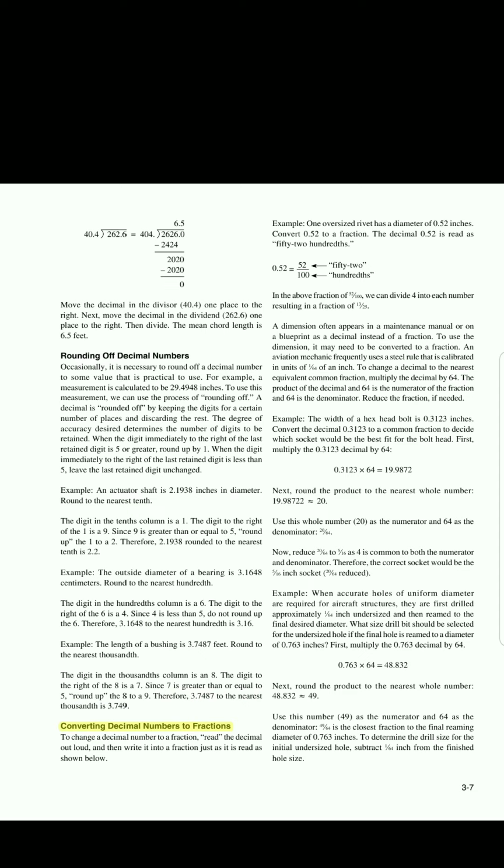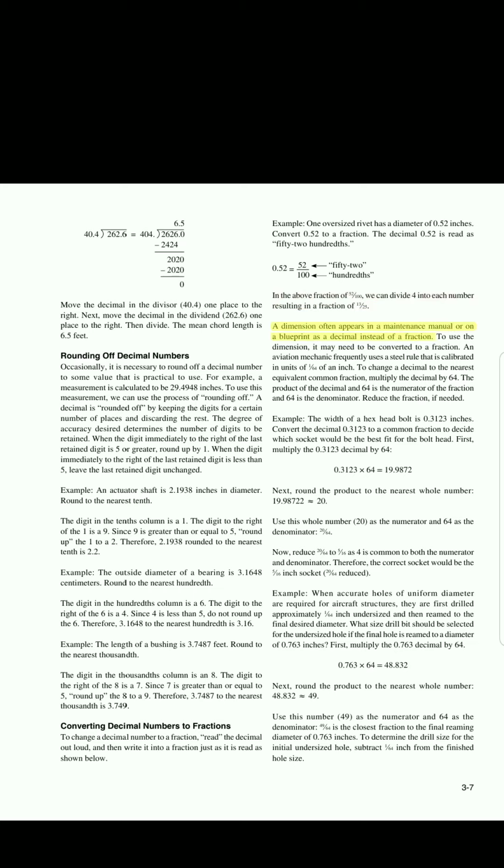Converting decimal numbers to fractions. To change a decimal number to a fraction, read the decimal out loud, and then write it into a fraction just as it is. Example. One oversized rivet has a diameter of 0.52 inches. Convert 0.52 to a fraction. The decimal 0.52 is read as 52 hundredths. 0.52 equals 52/100. In the fraction 52/100, we can divide 4 into each number, resulting in a fraction of 13/25.